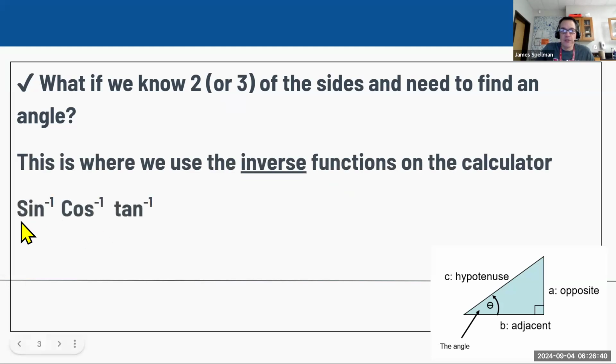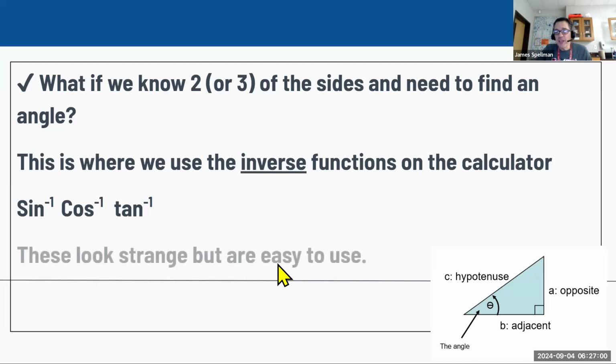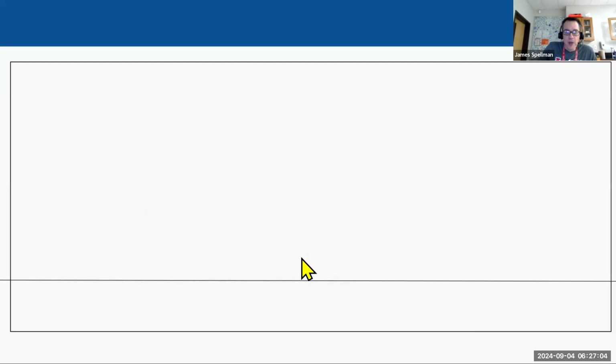When I say inverse function, that's the sine, cosine, tangent with the -1 up above it. This is kind of like flipping the sine or the cosine or the tangent over. It's going in reverse, just like the opposite of multiplying is dividing, the opposite of dividing is multiplying. These kind of send us in a reverse order. They look strange, but are kind of easy to use.